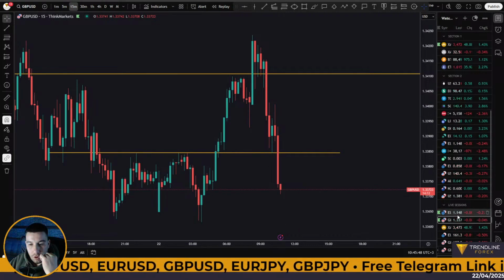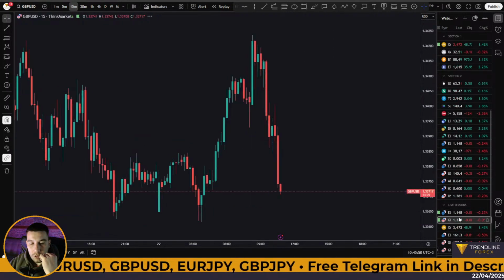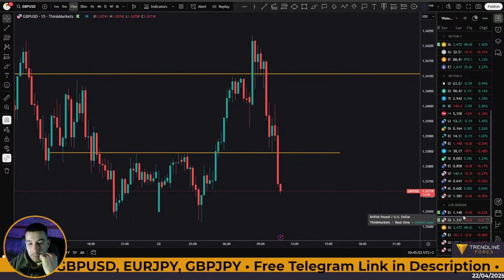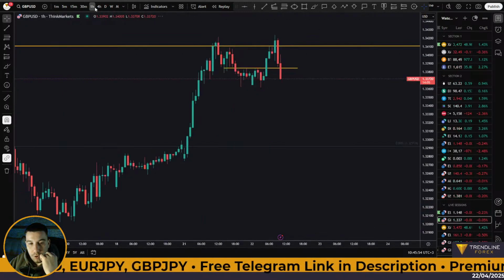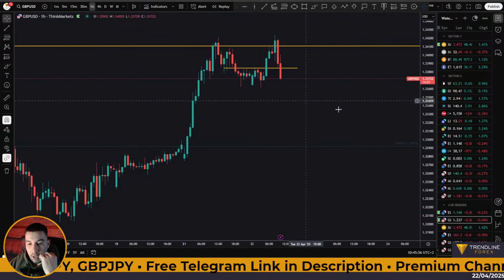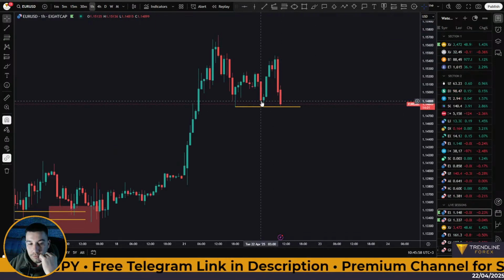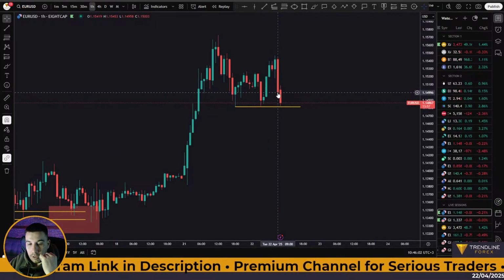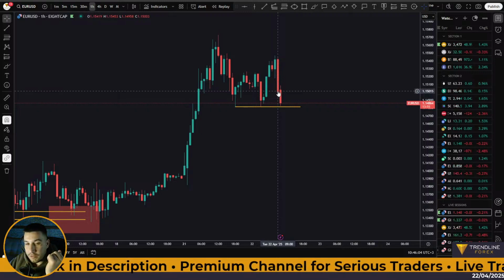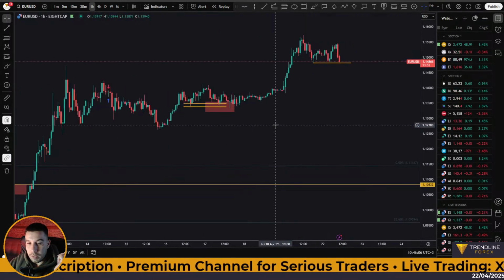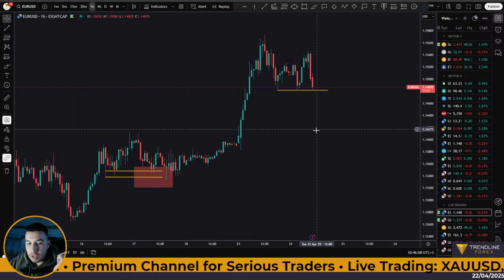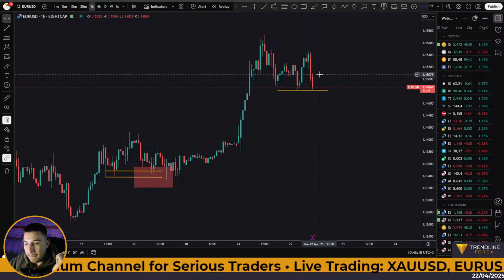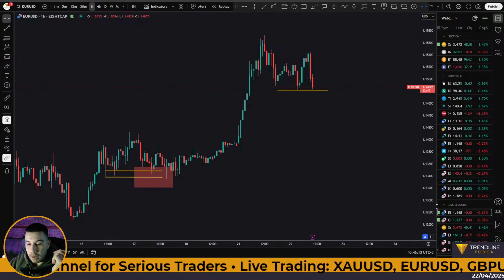So quite a big drop here on the majors, euro dollar and pound dollar. But remember, we are still waiting for those pullbacks below the most recent lows. So as soon as we take those out, then I'm going to be expecting a reversal, even if that pullback continues lower, right? But I'm not looking to take a sell trade here.